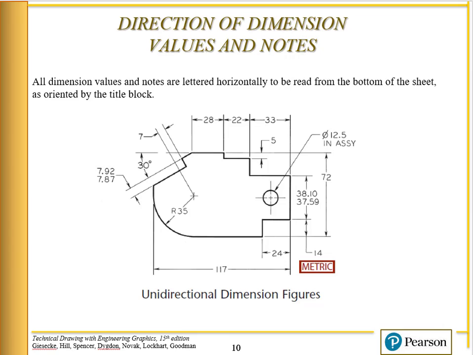Okay, I want to talk about unidirectional dimensions. Okay, this is an example of unidirectional dimensions. In unidirectional dimensioning, all dimension values and notes are lettered horizontally to be read from the bottom of the sheet as oriented by the title block. Okay, so see this 7 here, this is the same orientation as 28, the 22, and the 33. Those are unidirectional dimensions.